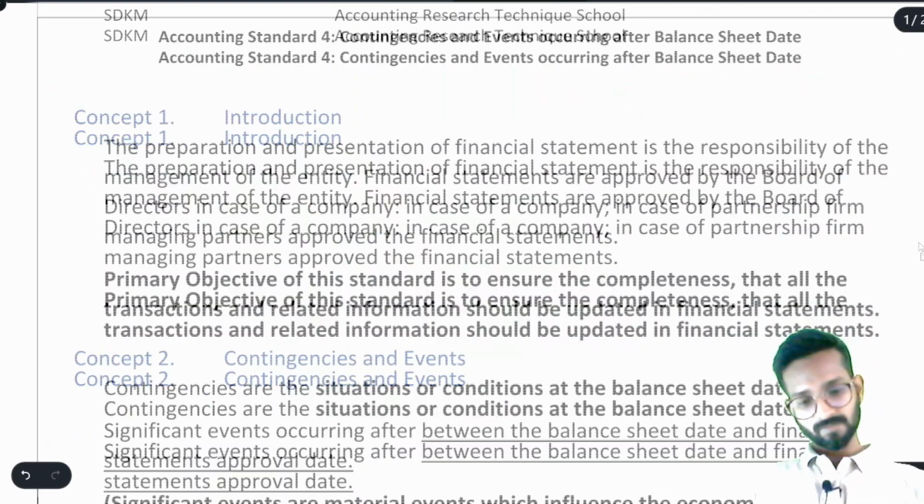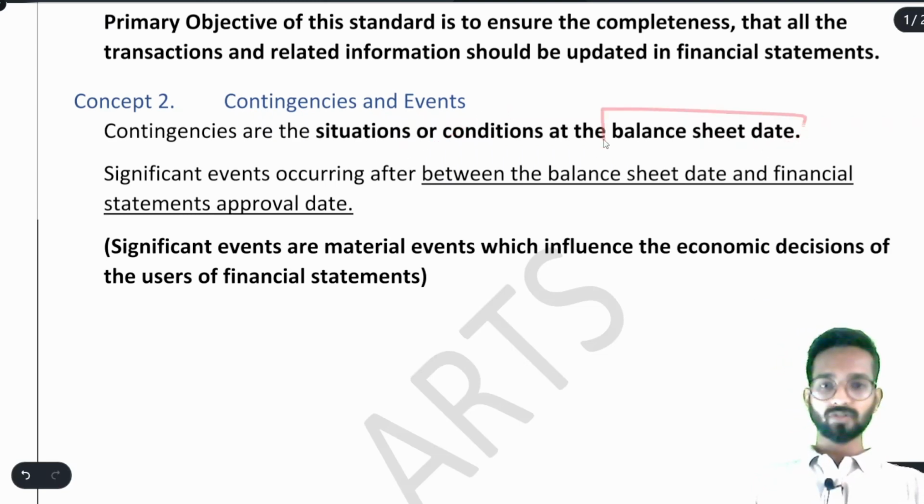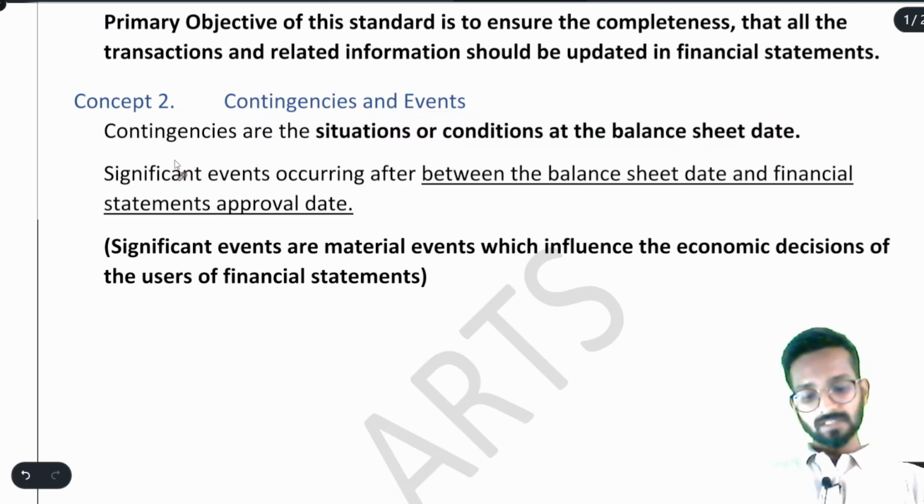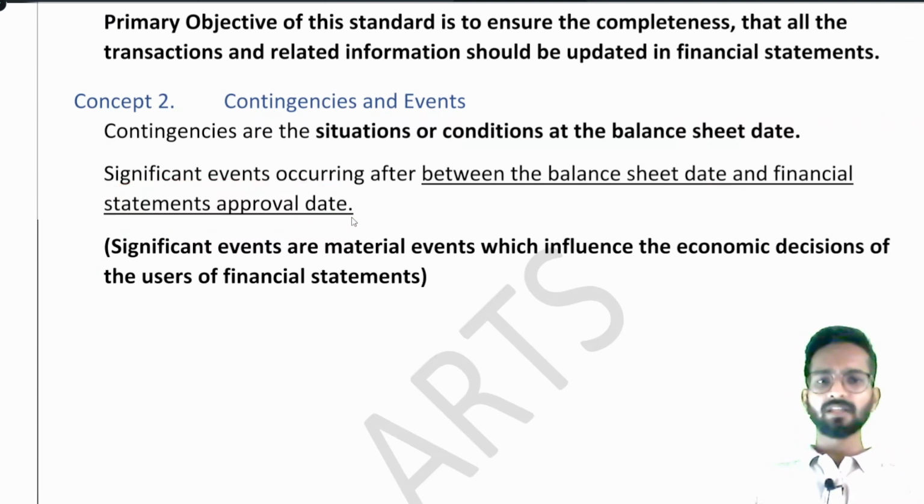Now, after this, what are the contingencies? We already know contingencies are the situations or the conditions at the balance sheet date. Understood? What are the events? Significant events occurring after the balance sheet date and before the financial statement approval date. You can say between the balance sheet date, that was 31st March in our examples, and the financial statement approval date. The approval of financial statement, 30th June, 30th September, that date will be given in the question. Don't worry about that, okay? Because it is not mandatory to keep that date.